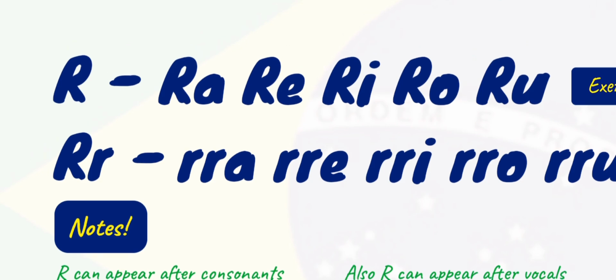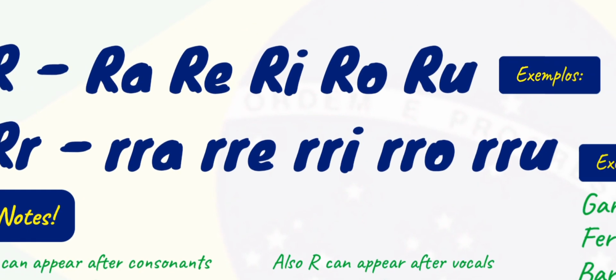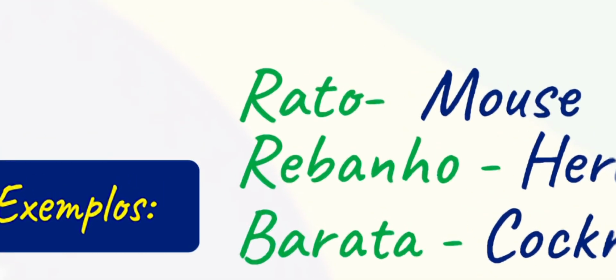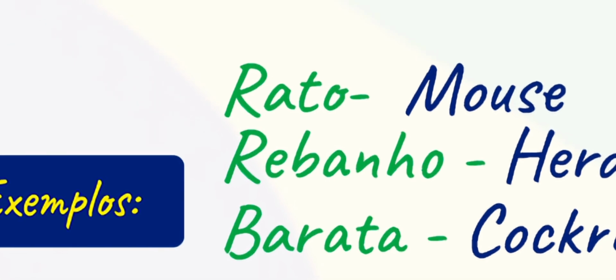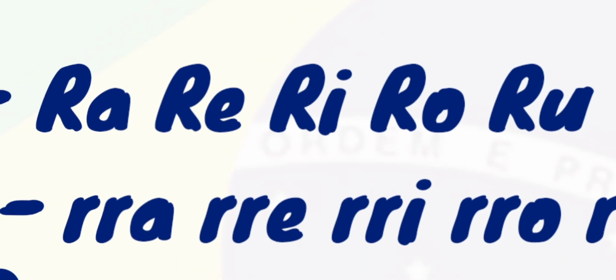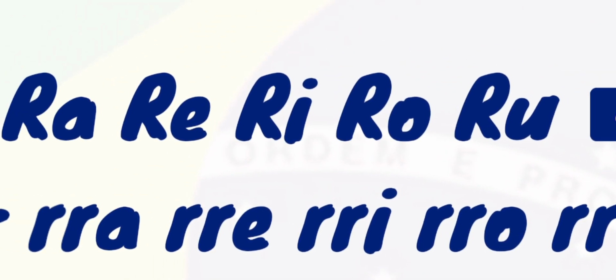When R appears at the start of the word, it will have the sound of ha, he, hi, ho, hu. So in words like rato, that's mouse, and rebanho, that's herd. So R at the start of the word, it's rato. And R at the start of the word, rebanho. So ha, he, hi, ho, hu.